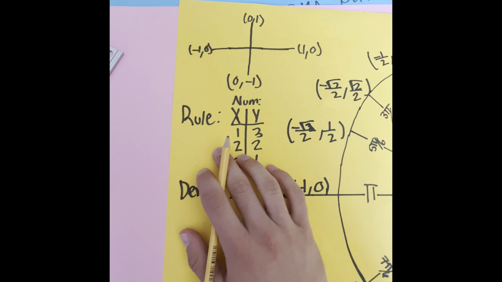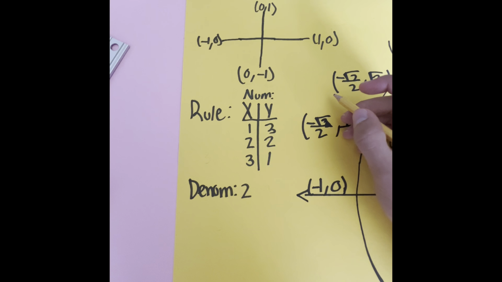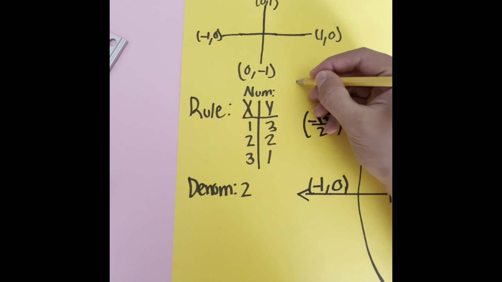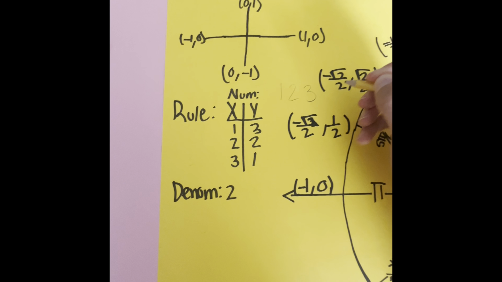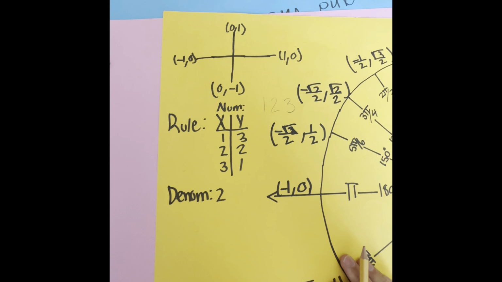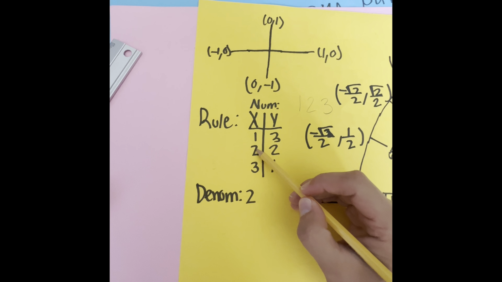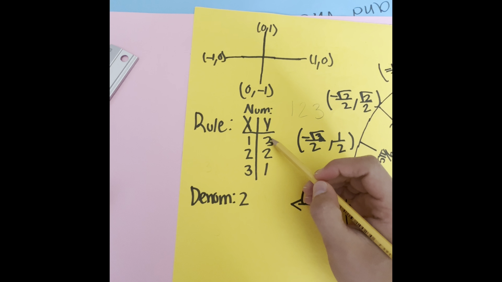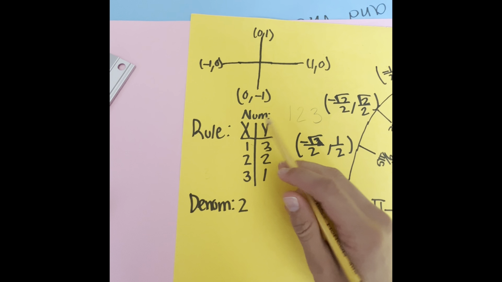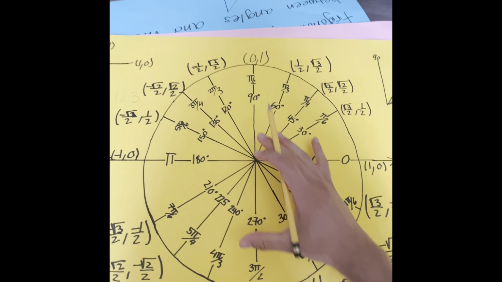Now, for the numerator, what we do is we use the numbers 1, 2, and 3. And we put them in this order. For our x's, we use 1, 2, and 3. And for our y's, we use 3, 2, and 1. And how do we apply this rule into our unit circle?